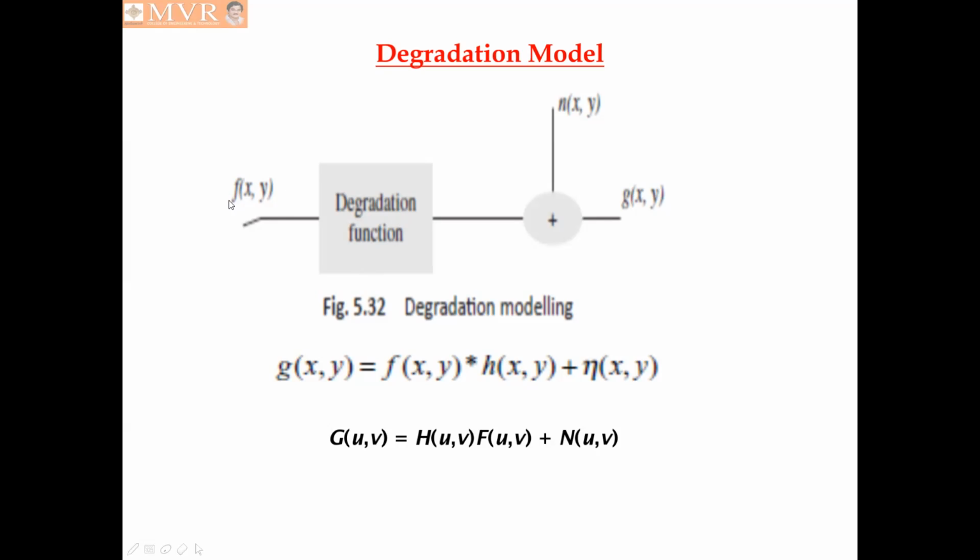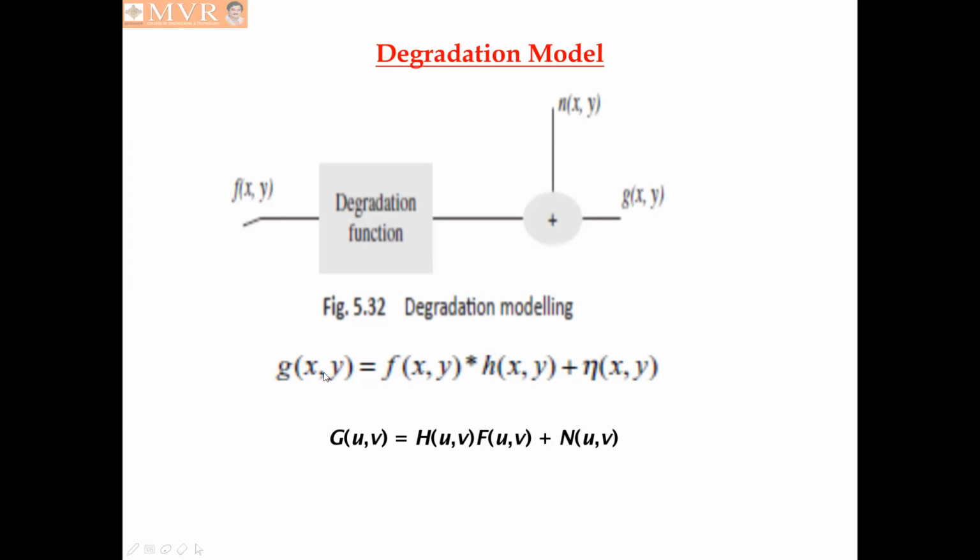Now the input image f of x comma y is convolved with this degradation function h of x comma y, that is, f of x comma y star h of x comma y, plus n of x comma y. This n of x comma y is a noise parameter. We can write it like this, eta of x comma y. The output of this degradation model is g of x comma y, which is nothing but our degraded image. How to obtain the degraded image g of x comma y: it is equal to f of x comma y, the original image, convolved with the degradation function h of x comma y, plus eta of x comma y.